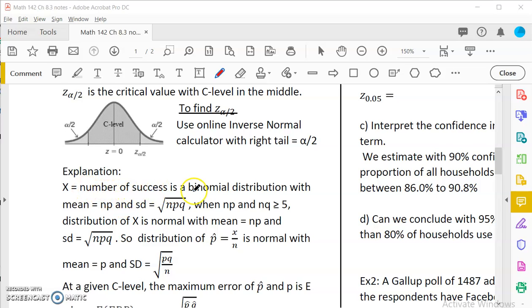Because when we're doing binomial, we know that the mean of a binomial distribution is NP, N times P, where P is the proportion of success in one trial. The standard deviation is the square root of NPQ, where Q is 1 minus P. So it turns out that the number of successes in a sample of size N is normally distributed.